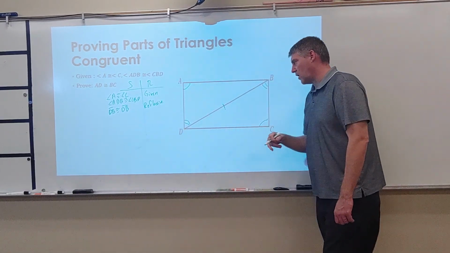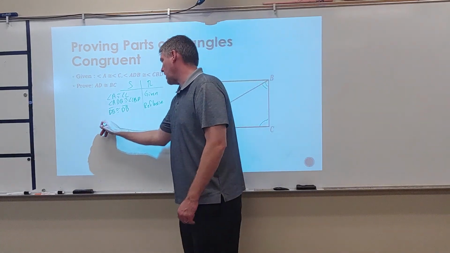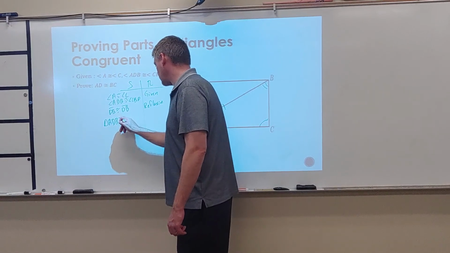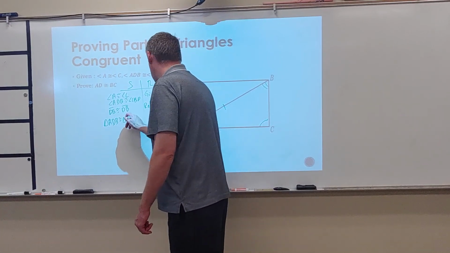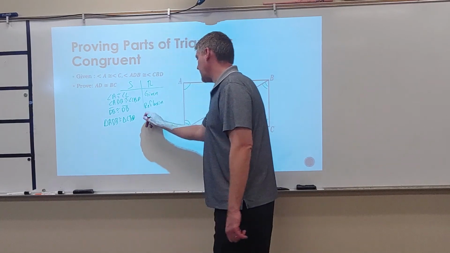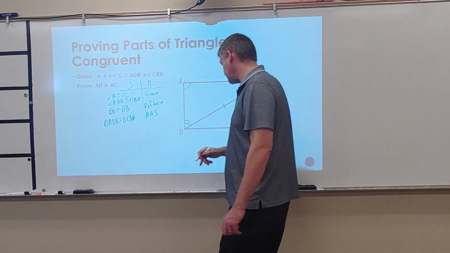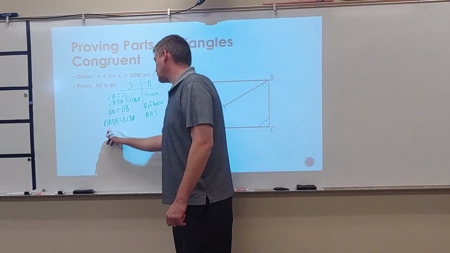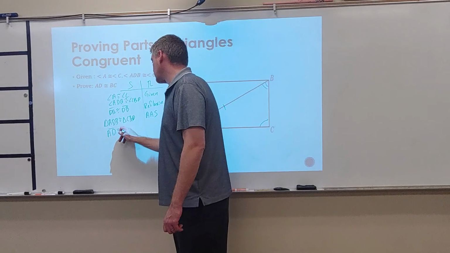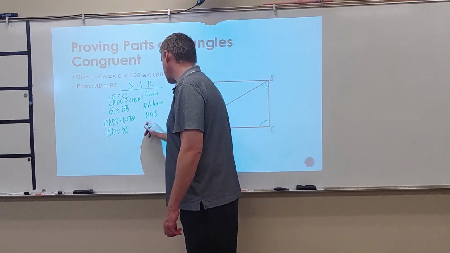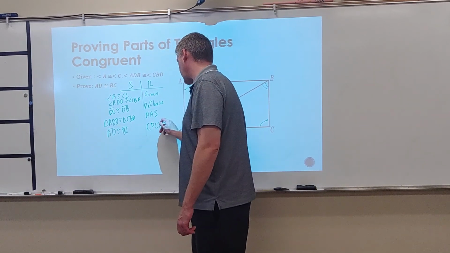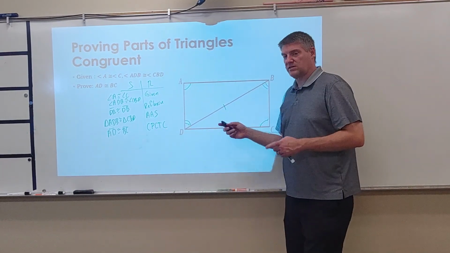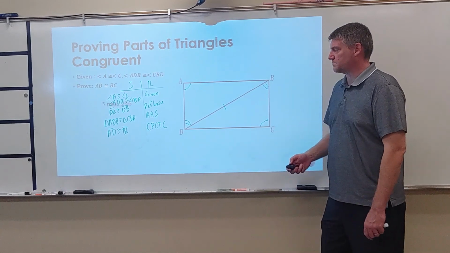Okay? So now I know these triangles are congruent. So now I have triangle ADB is congruent to triangle CBD because of angle, side, angle. Since the triangles are congruent, I know side AD is congruent to side BC because of corresponding parts of congruent triangles are congruent. All right? Since all these parts have to be congruent because the triangles are congruent.